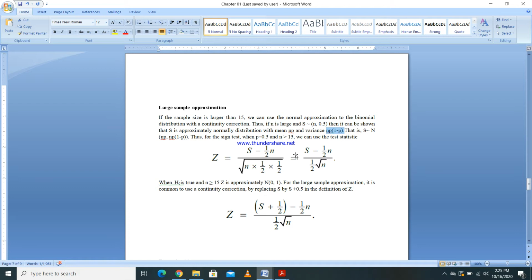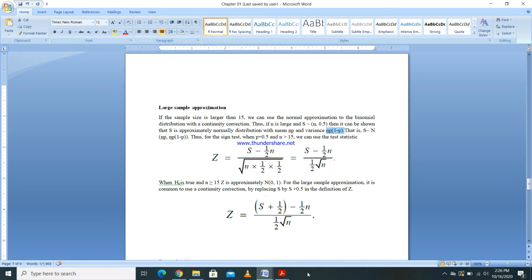So therefore, in order to do the corrections, what you have to do is use the continuity correction. As the continuity correction, what we do is we replace our random variable S by S plus 0.5. If you look at this equation, in your note I have kept a space for you to write down. Here you have S minus n over 2, so S is our random variable, and here we are going to replace that by S plus 0.5.